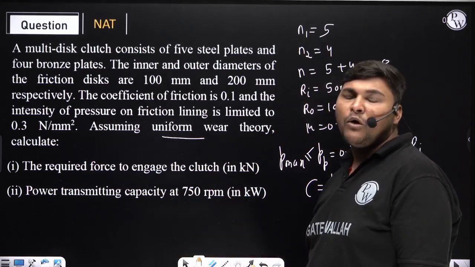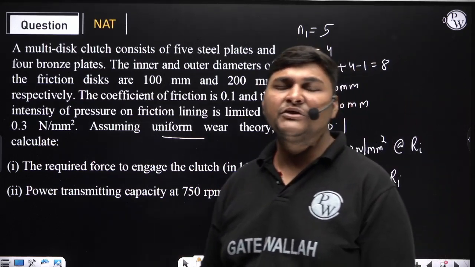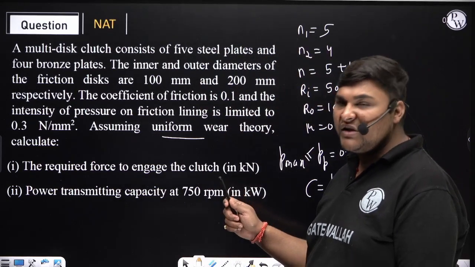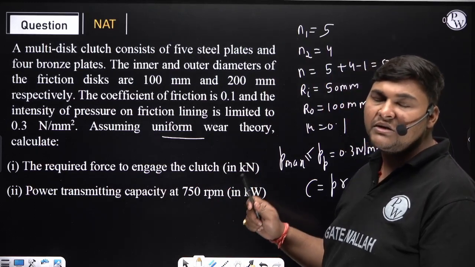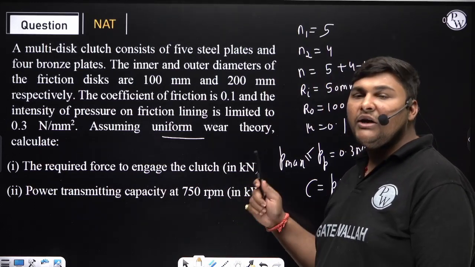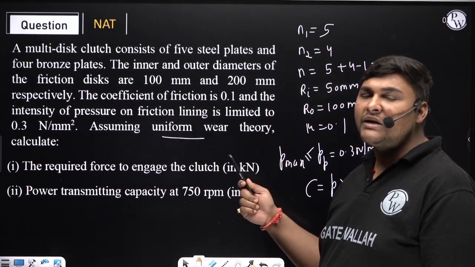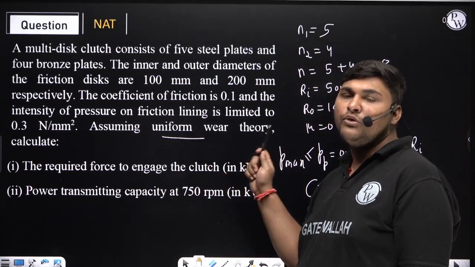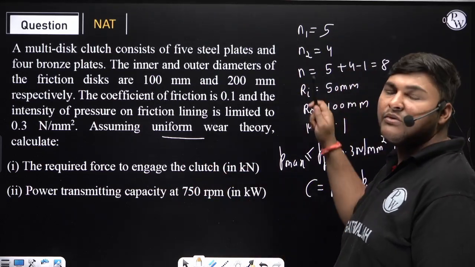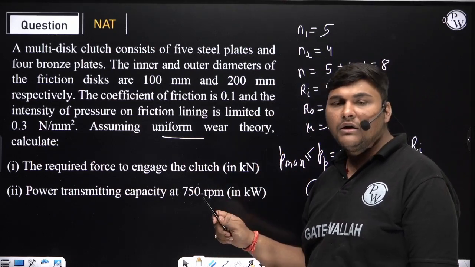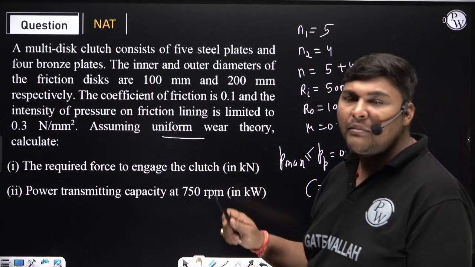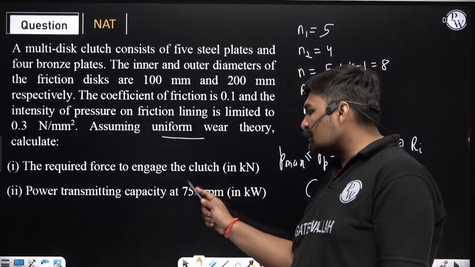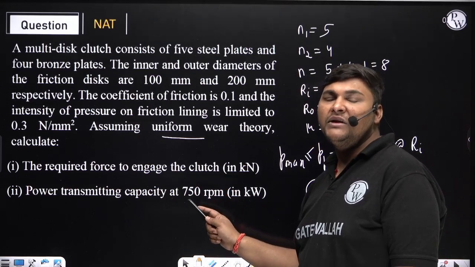Next, to calculate power transmitting capacity, first you need to calculate torque transmitting capacity. The formula to calculate torque transmitting capacity by uniform wear theory will be n, number of pairs of contacting surface, into mu W into R M. For uniform wear theory, R M is R naught plus R I divided by 2. R naught is given, R I is given, W you have already calculated, mu is given, and number of pairs of contacting surface we already calculated. We will get the value of torque, and through torque we can calculate power by using the expression power equal to omega into torque, and omega is speed in radian per second, which we can calculate by using 2 pi into speed in RPM divided by 60.